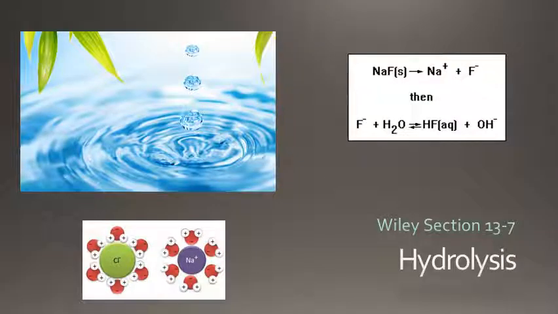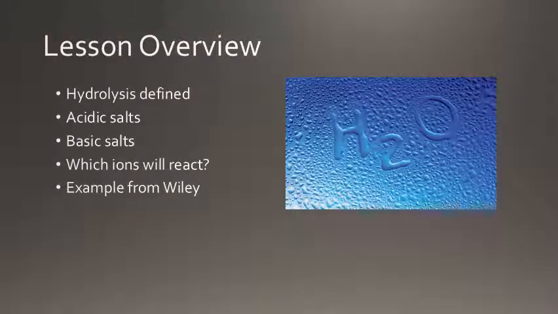In this lesson we're going to talk about hydrolysis from Wiley section 13-7. We'll define hydrolysis, talk about what it is, how hydrolysis makes acidic salts and basic salts, and which ions will react. Finally, we'll work an example from the Wiley homework.